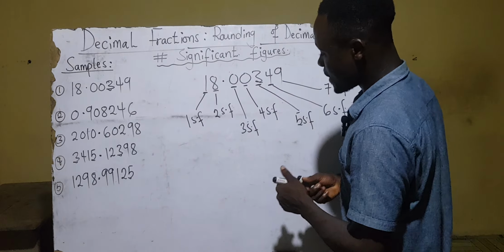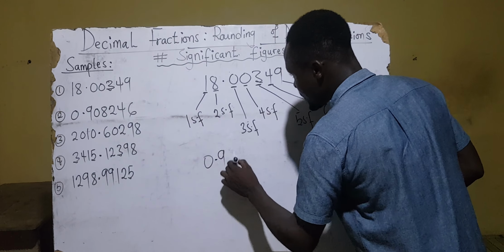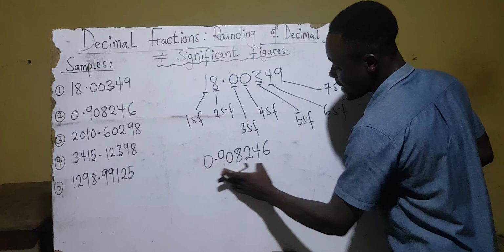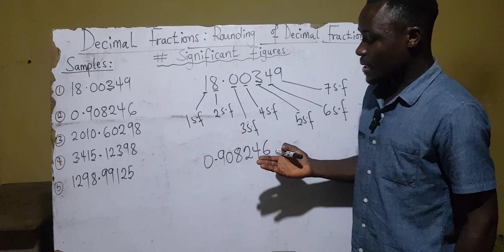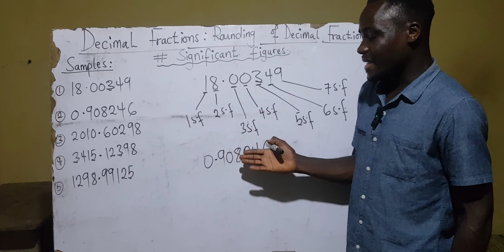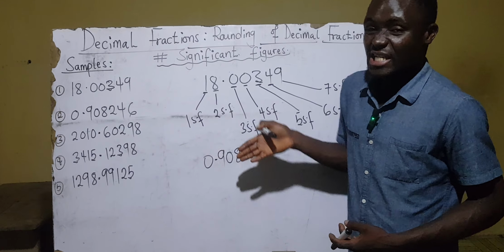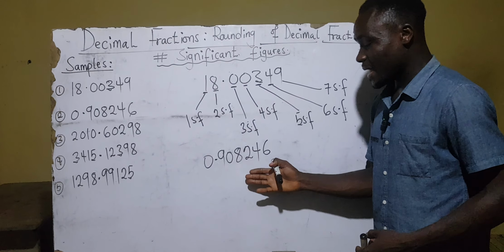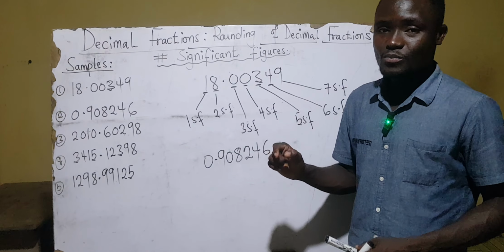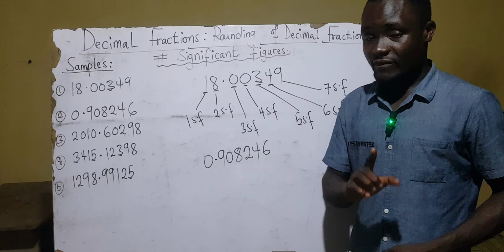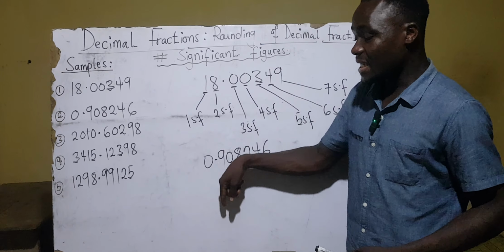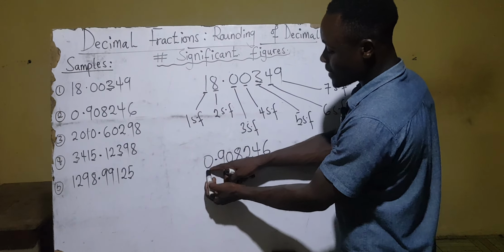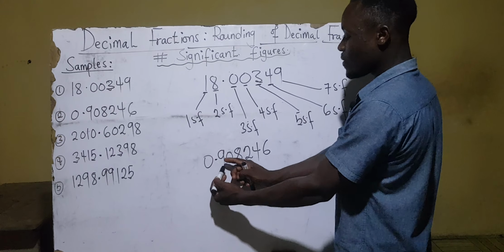Likewise, this question, for instance, that is question number 2. If I have 0.908246, for a decimal fraction like this, where zero is the initial number, or zero is starting it, we don't consider zero as the first SF or the first significant place. So in a case whereby zero is beginning the number, we don't consider zero. What I'm trying to say is we will not consider zero as the one SF, but we will skip and go to the next number.